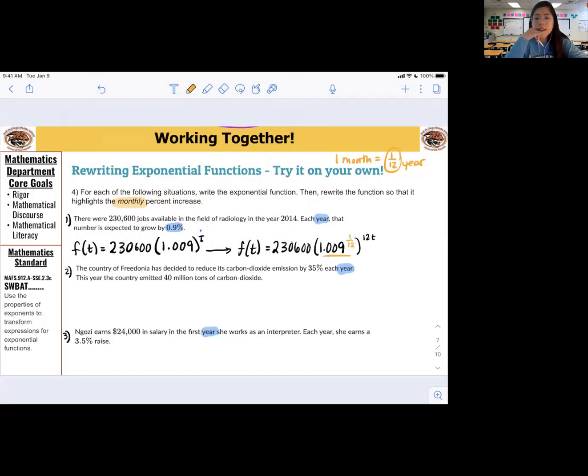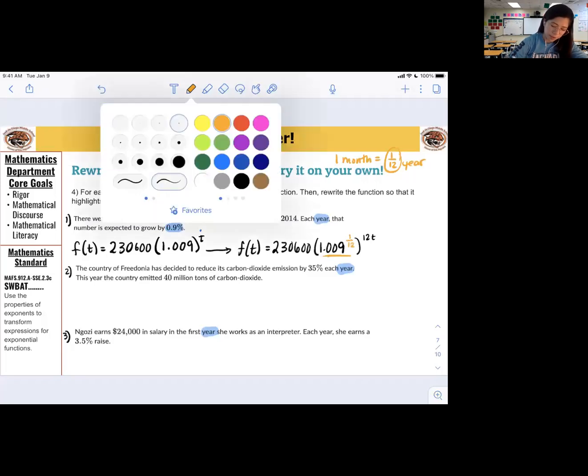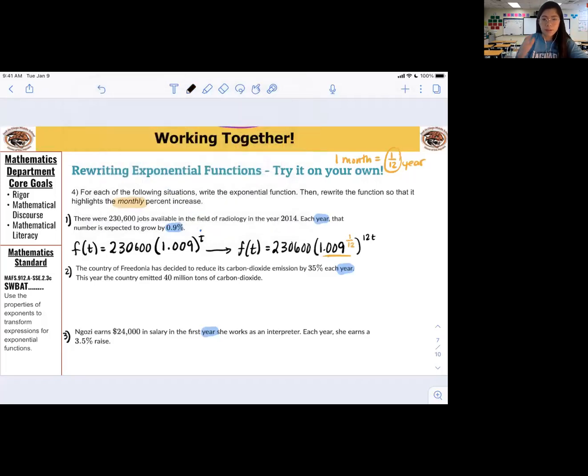Because there isn't that much time, let's just write the original function for all of them, and then I'll leave you guys to do the conversion on your own. I'm just going to move on to number 2, and let's write the original one together. In this case, what's my starting amount? 40 million. I'm just going to keep it as 40. We'll know that it's in terms of millions. So 40 million, and my percentage is 35%.